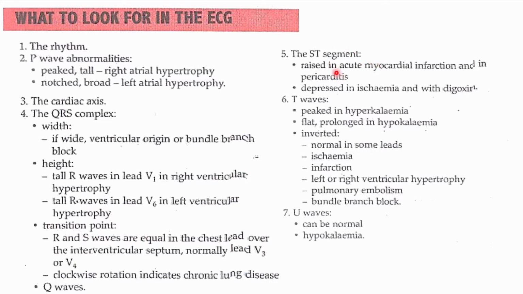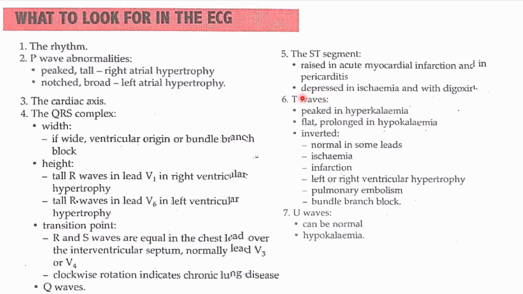Then you look at the ST segment. Usually there is a raised ST segment in acute myocardial infarction and in pericarditis, and it's depressed in ischemia as well as in digoxin. But remember, in ischemia it is a horizontal depression, while with digoxin it is a sloping depression, or a reverse tick.